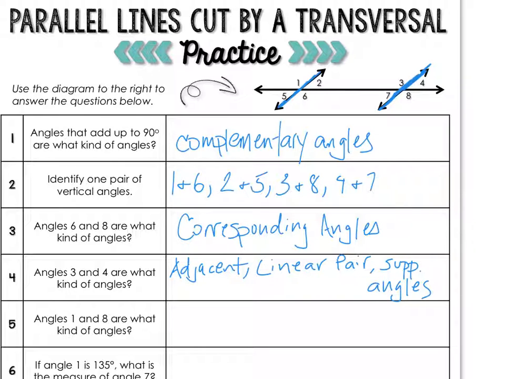What about angles 1 and 8? These appear to be on the outside of my two parallel lines, so I think these are some kind of exterior angles. These would be alternate exterior angles because they're on alternating sides of our transversal.